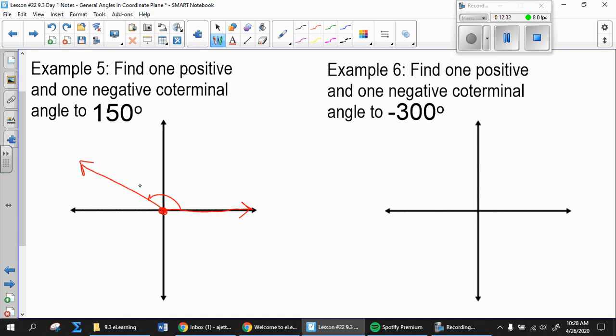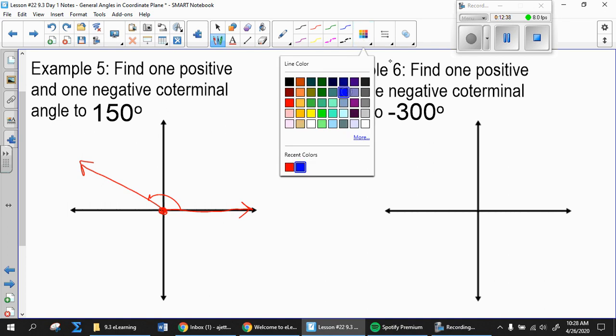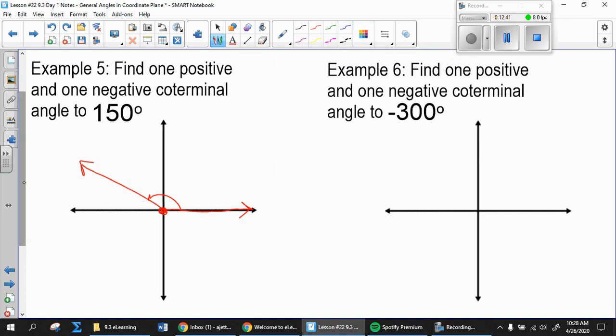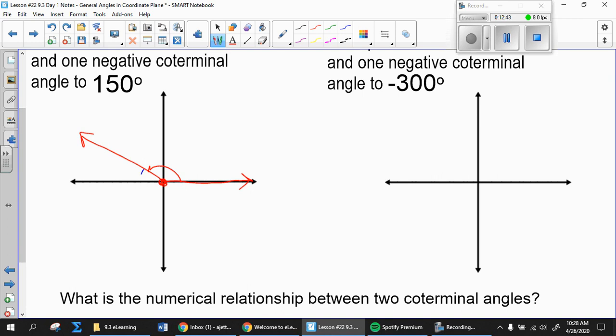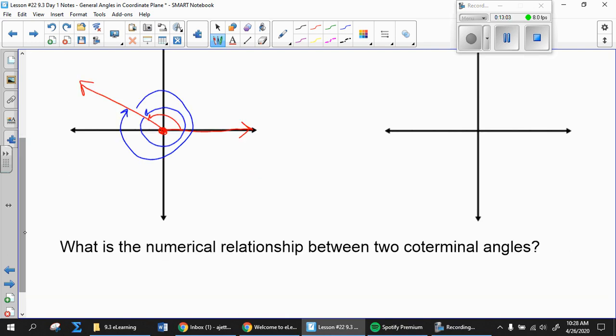Now, if we think about what gives us the same terminal side, if I go all the way around the circle here, so let's say I just continue on and make a full circle and come back to the same spot. Or let's say I go the other direction and make a full circle and come back to the same spot. That's what's going to create this coterminal angle. Well, what degree is a full circle? 360 degrees.